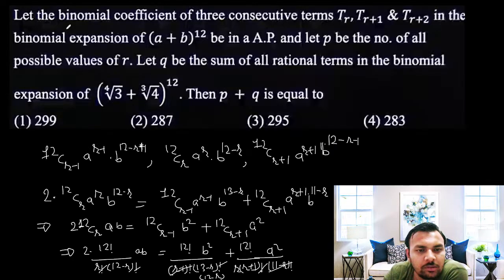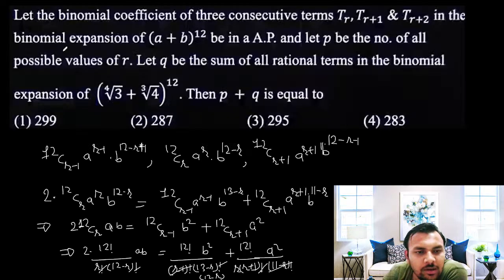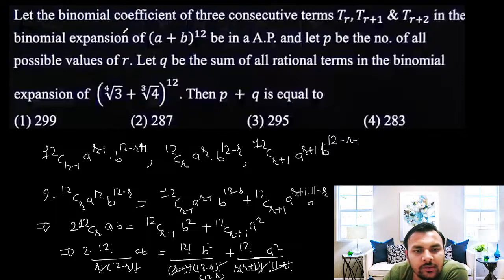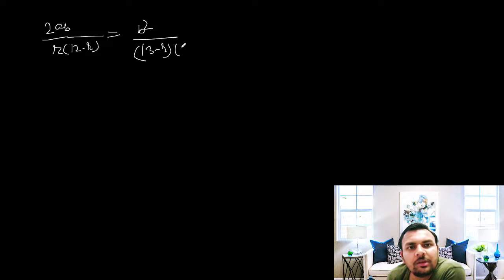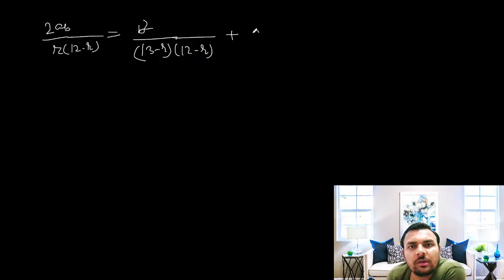12 minus r. So moving further, it is 2ab upon r(12 minus r) equal to b square upon (13 minus r)(12 minus r) plus a square upon (r plus 1).